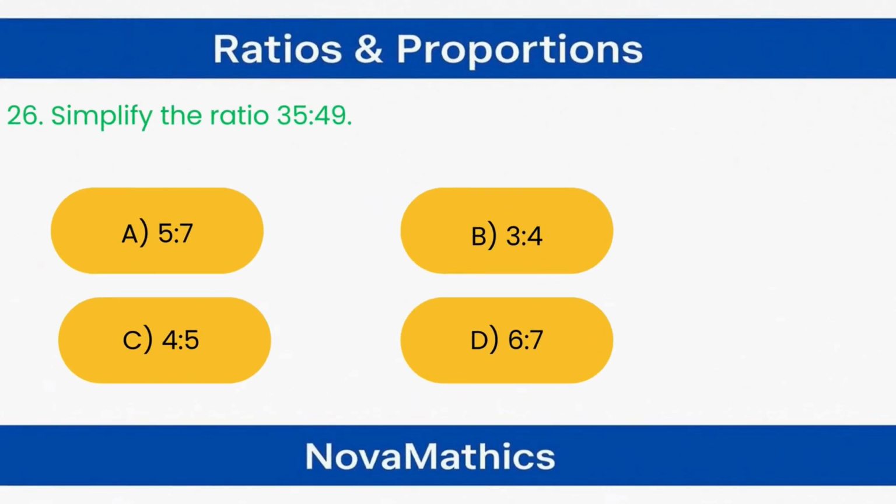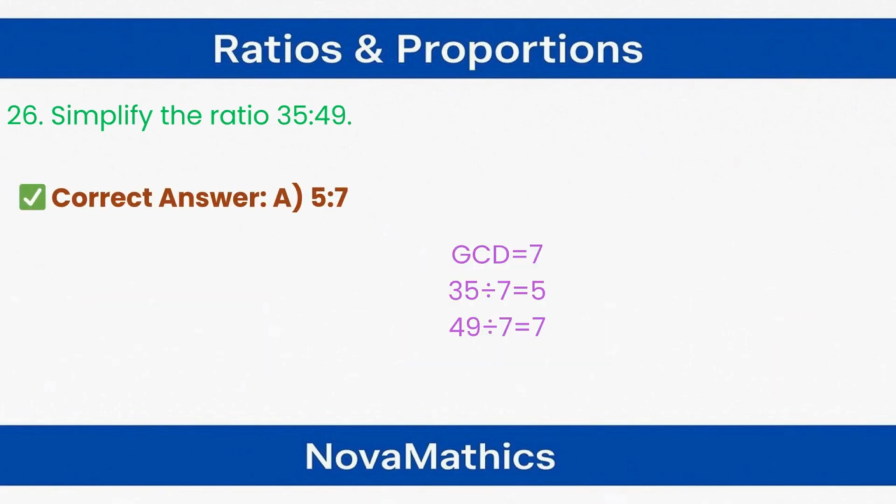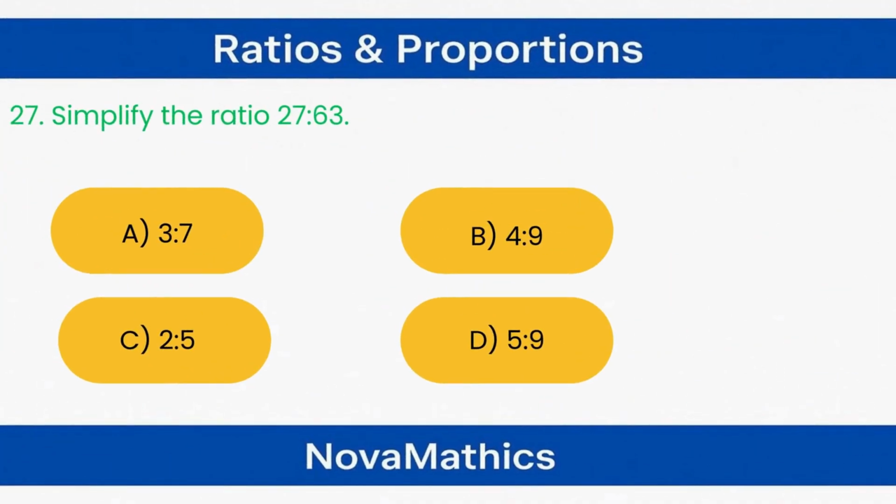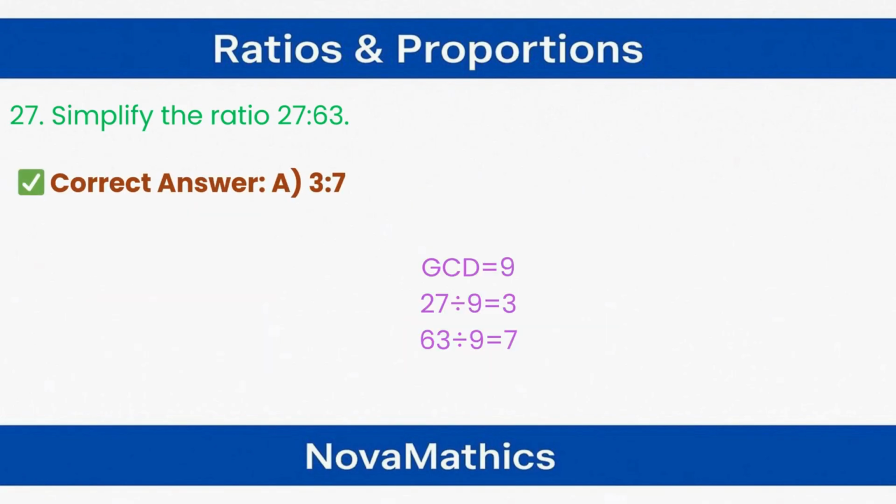26. Simplify the ratio 35 to 49. Divide both numbers by 7 to get 5 to 7. 27. Simplify the ratio 27 to 63. Divide by 9 to get 3 to 7.